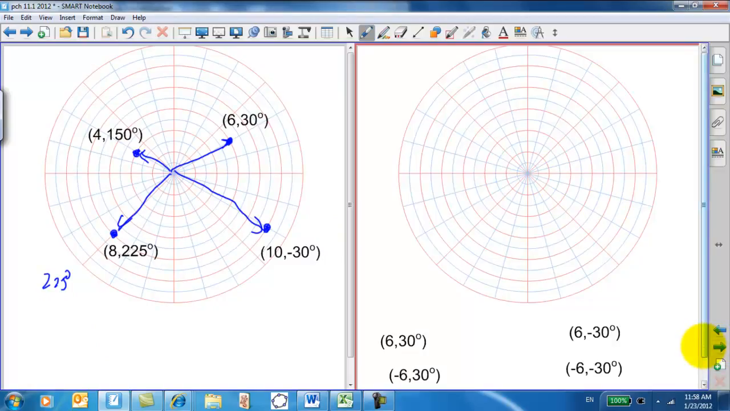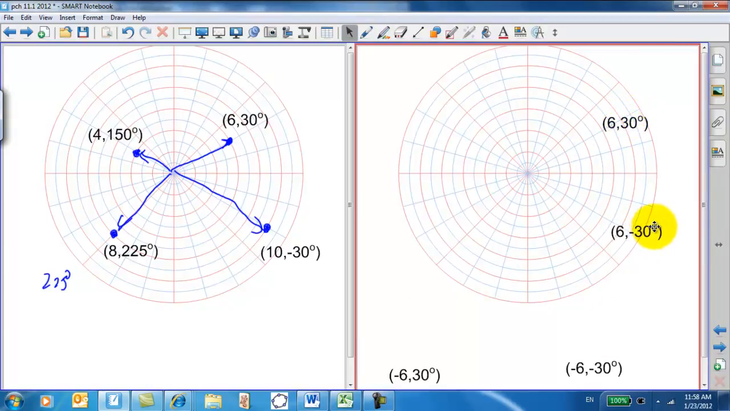Now let's try this one. 6 at an angle of 30. Wow, a lot of variations on this. 6 at an angle of 30. Well, we already plotted that. We said it was up here in the first quadrant. 6 at an angle of negative 30 is going to be down here in the fourth quadrant.